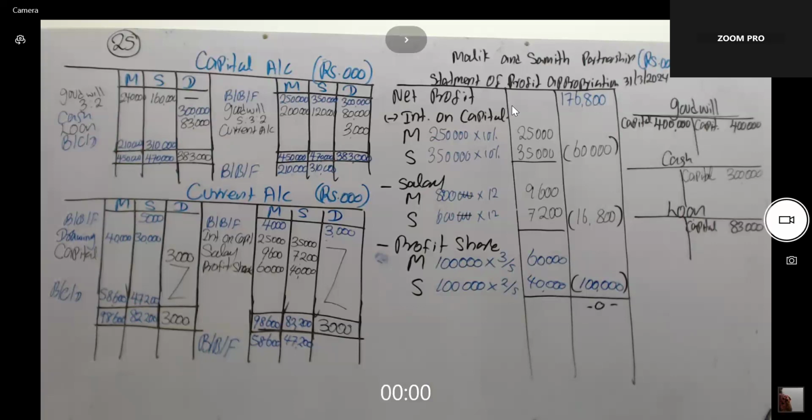Then if it has been paid at the time of retirement, cash account credit, partners capital account debit. If it has not been paid at the time of retirement, that value should be transferred to the loan accounts. Then interest on capital should be calculated based on their closing capital account balance. But in this example, the agreement is given clearly: interest on capital should be calculated based on their opening capital account balance. Then think how to prepare the appropriation account also.